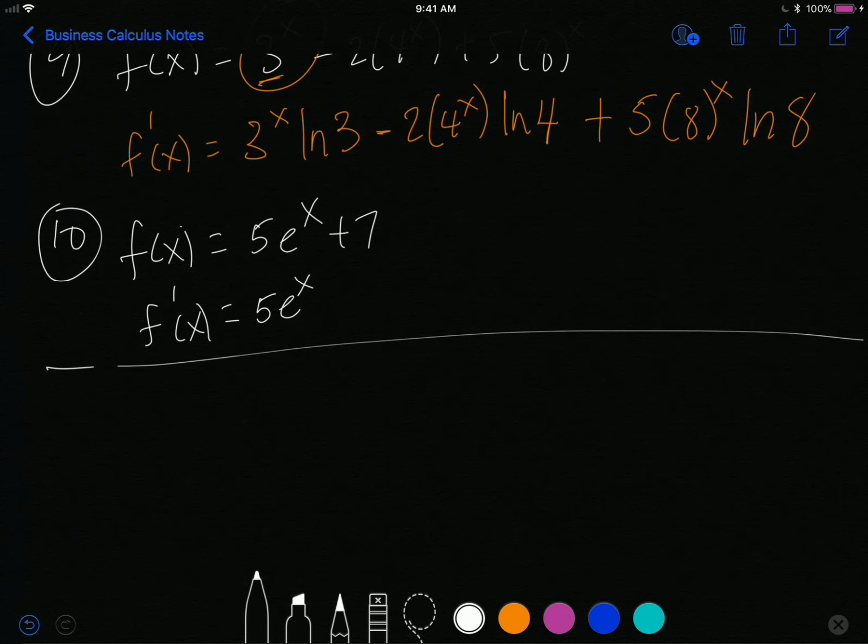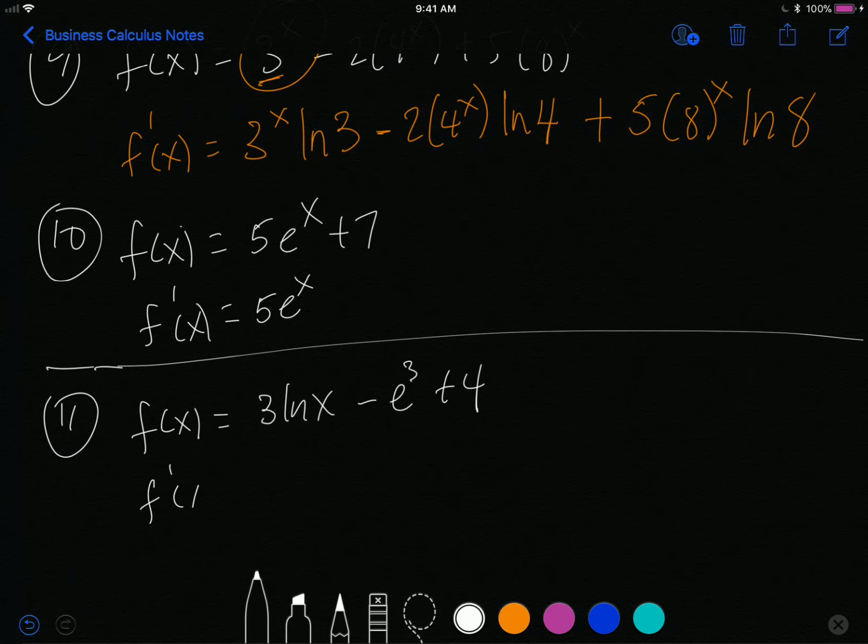Number 11. I have my f of x is equal to 3 ln of x minus e to the 3 plus 4. The derivative here is 3 over x. Again, one of the ways you can help you remember this is that what you're doing is you're taking your 3 and you're taking your x and you're swinging the x below the 3. This ln right here kind of becomes your division. And so it's 3 divided by x right here, and that's your derivative. That's a nice little way to remember what your derivative is.